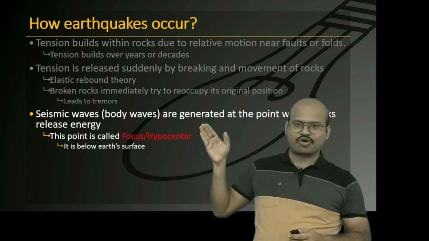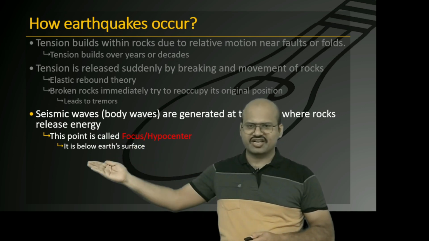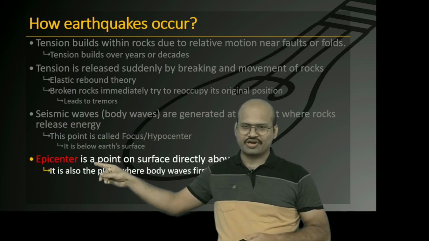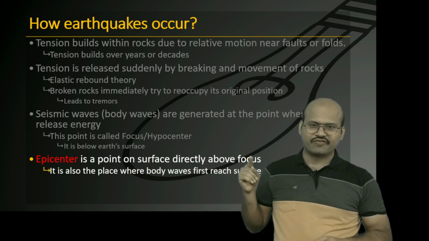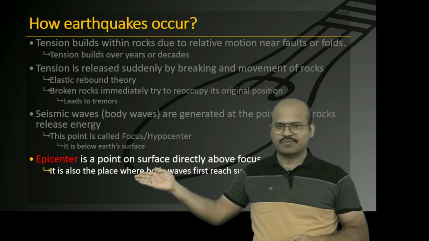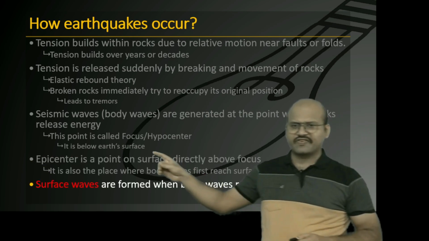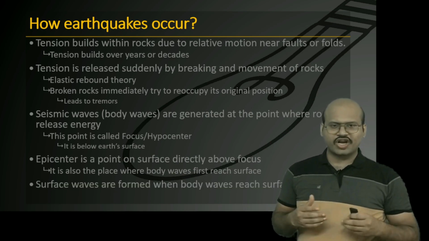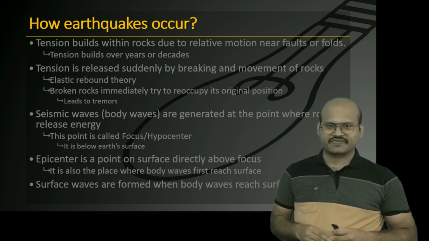Body waves are generated at the point where rocks release energy. This point is called focus or hypocenter. This is generally below Earth's surface. In fact, it is always below Earth's surface. Epicenter is a point on the surface directly above the focus. Epicenter is the closest point on the surface to the focus, and it is the point where body waves first reach the surface and form surface waves. Surface waves are formed when body waves reach the surface. Now what are body waves and what are different types of body waves, as well as what are surface waves and what are different types of surface waves, we will discuss in the seismic waves video.